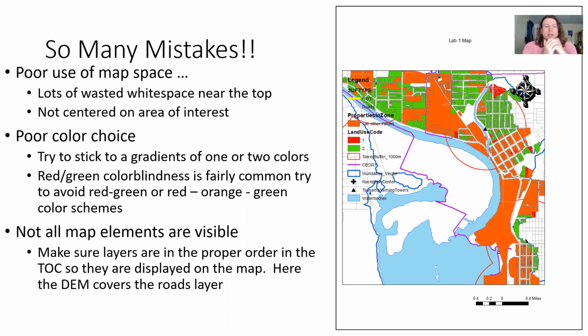Not all the map elements are visible on this map. So there are things that are listed on the legend that you can't actually see on the map. For instance, the highway and the roads are covered up by the properties layer, so you can't actually see them. So it's important to make sure that everything's in the right order on your table of contents so that they're actually displayed on the map. There's a DEM on this map, a digital elevation model, but it's covered up by everything.